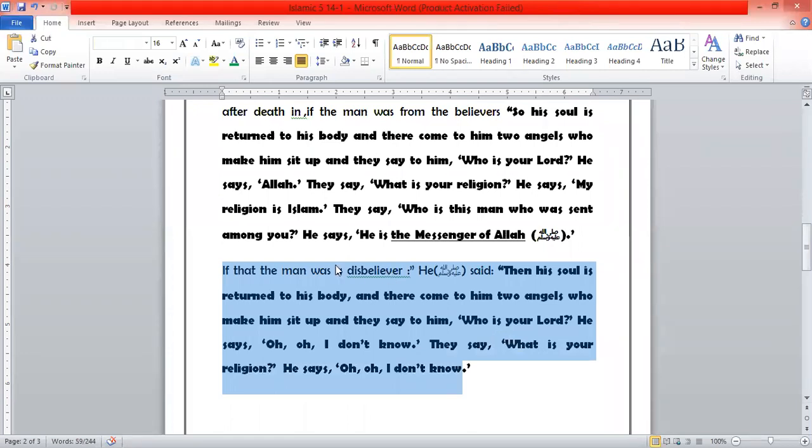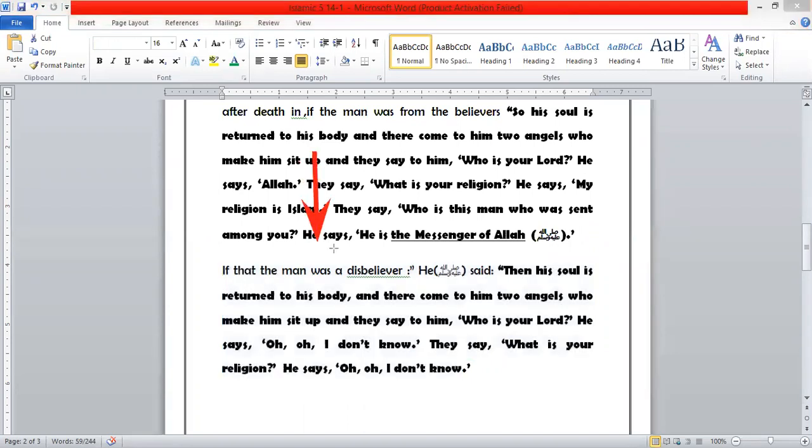Read this one. If the man was a disbeliever, then his soul is returned to his body, and there come to him two angels who make him sit up, and they say to him, "Who is your Lord?" He says, "Oh, I don't know." They say, "What is your religion?" He says, "Oh, I don't know."